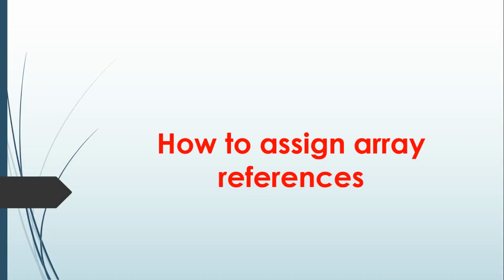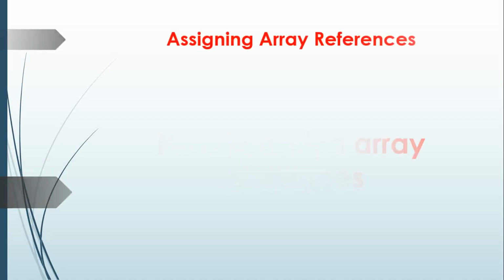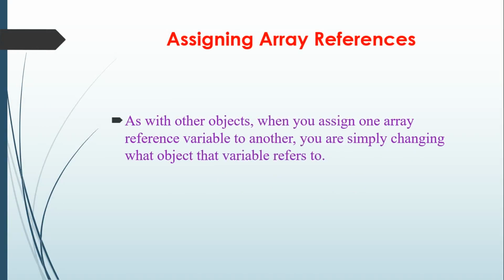About how to assign array references. So, assigning array references, as with other objects: when you assign one array reference variable to another, you are simply changing what object that variable refers to.